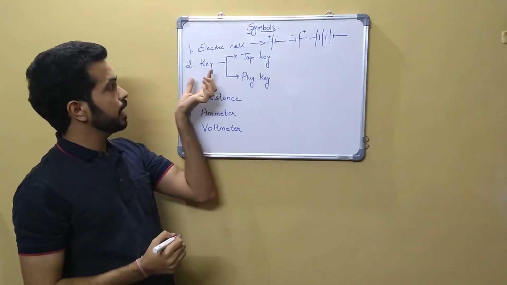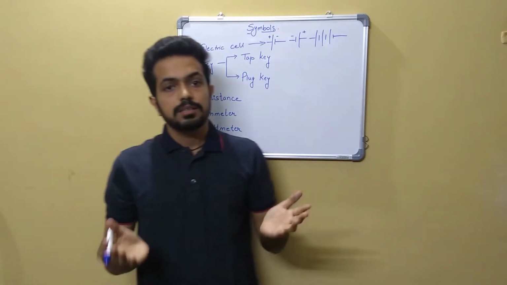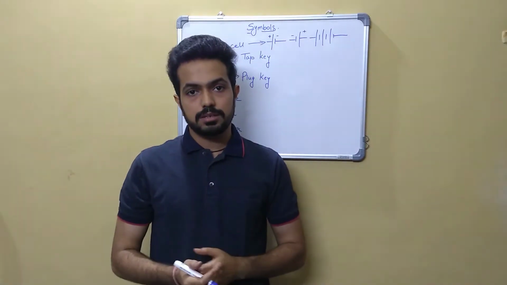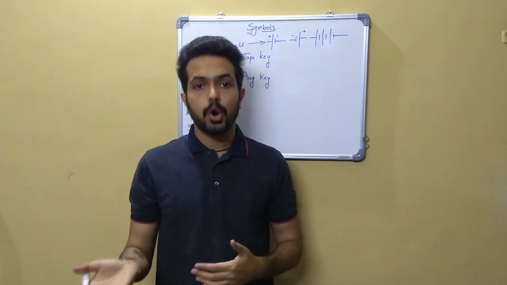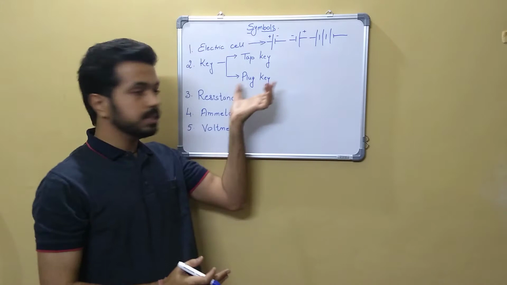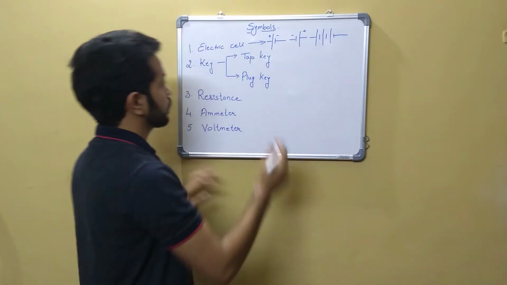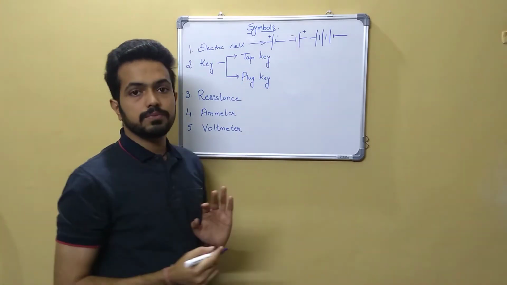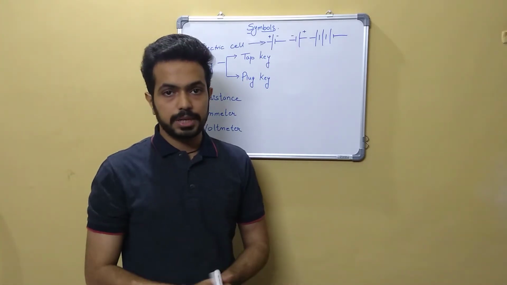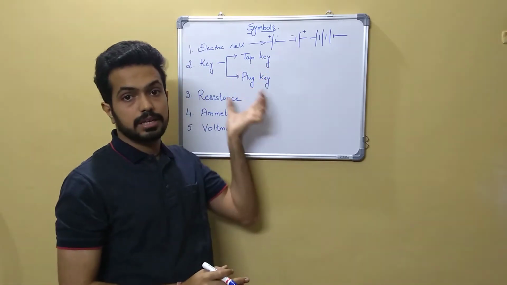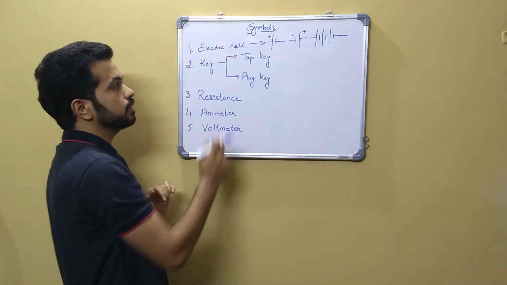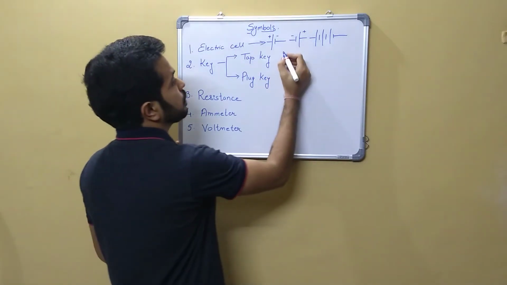Okay. Next thing we have is key. Now what is key? Key acts like a switch in the circuit. Just like we have a switch to turn on and off the circuit, we'll have a key in a circuit that will turn the circuit on or off. Now there are two major types of keys which we use during experiments. First one is the tap key and the next one is the plug key. Let's see how do we denote a tap key.